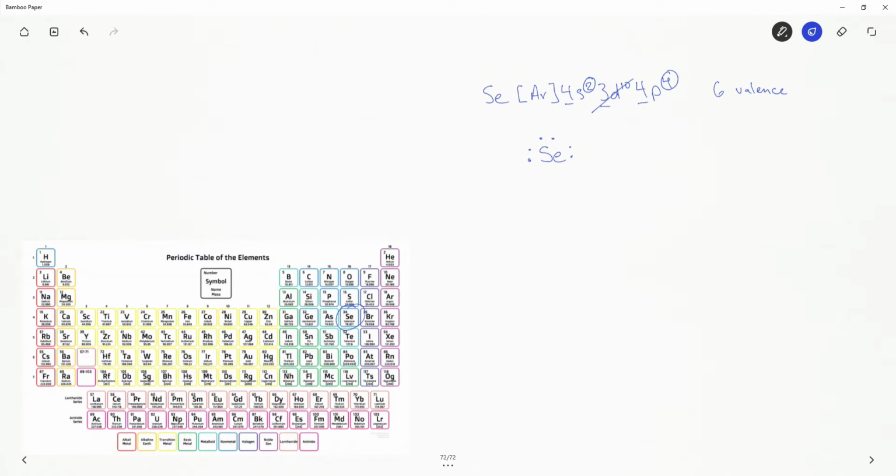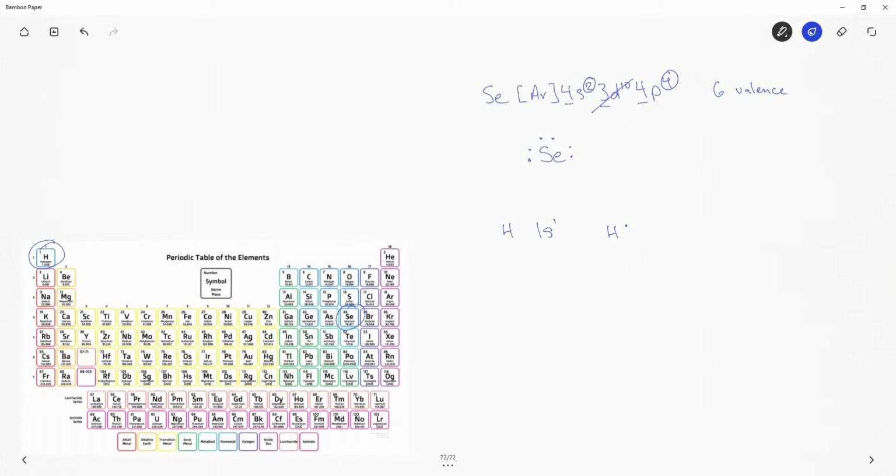Let's do a really simple one. What about hydrogen? Electron configuration 1s1. So hydrogen's Lewis structure looks just like that. So you can go from the very simple to the very complex.